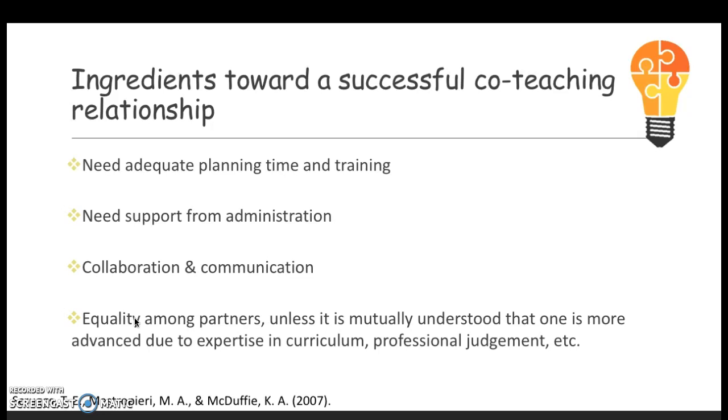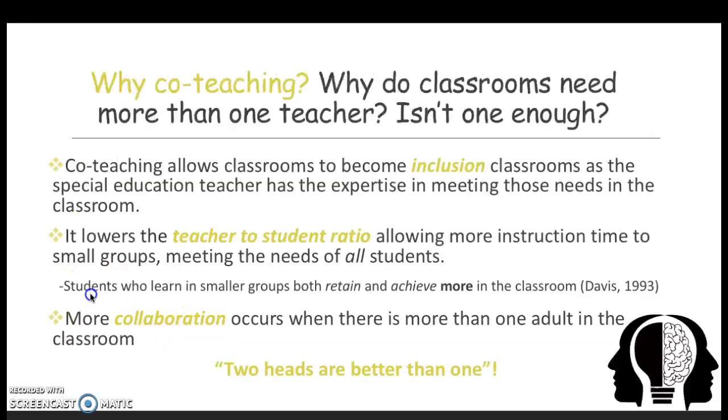Another thing that co-teachers need is the support from administration. They also need a partner that is collaborative and they have great communication with. And lastly, one ingredient that you need for co-teaching would be equality among the partners. This is really important unless it was predisposed that one teacher has more expertise in the curriculum, or maybe they have professional judgment that the other teacher doesn't have. But if that didn't happen prior to, then it needs to be an equal partnership so that both teachers feel like they have an equal share in the relationship.